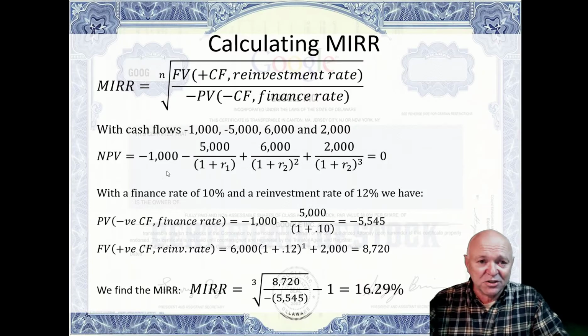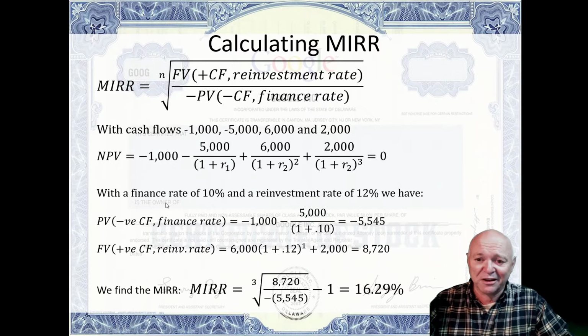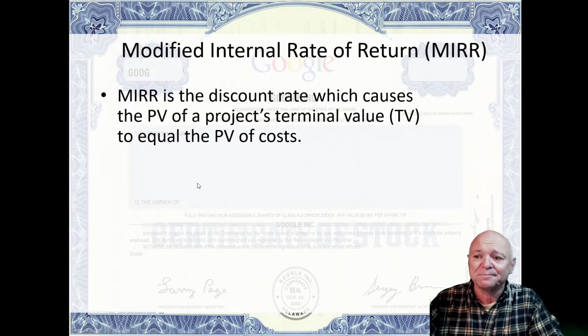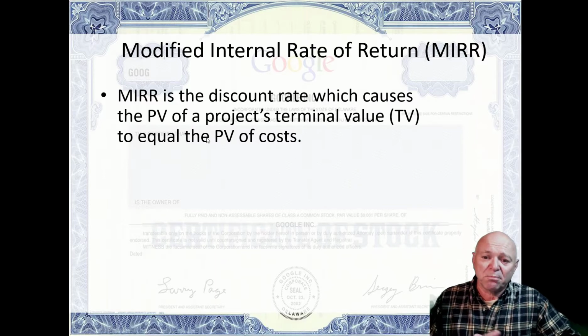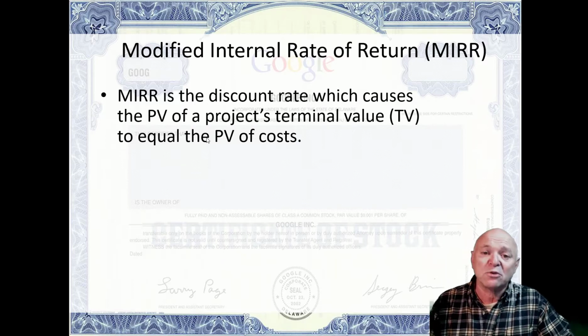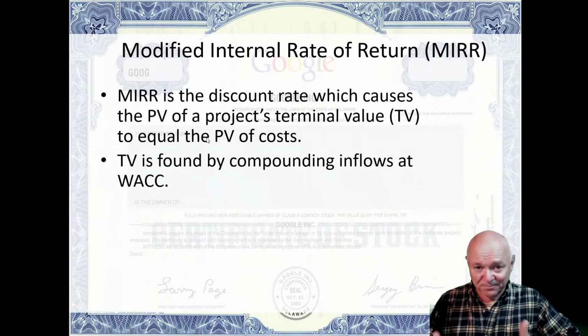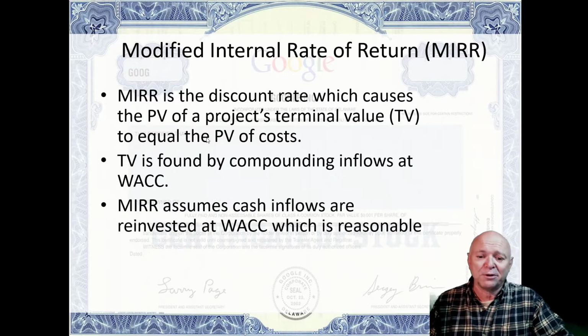We could also calculate this in about 4 steps using the calculator by calculating the future value of the positive flows, the present value of the negative cash flows, and then solving afterwards. But this approach, the spreadsheet approach, is clearly simpler. Essentially, the modified internal rate of return is the discount rate that causes the present value of the project's terminal value, the values from the end, to equal the present value of the costs. And our terminal value is found by compounding the inflows at our reinvestment rate, the weighted average cost of capital.